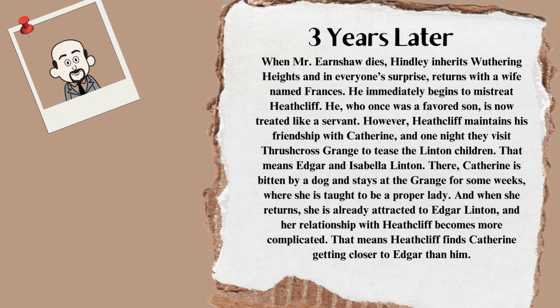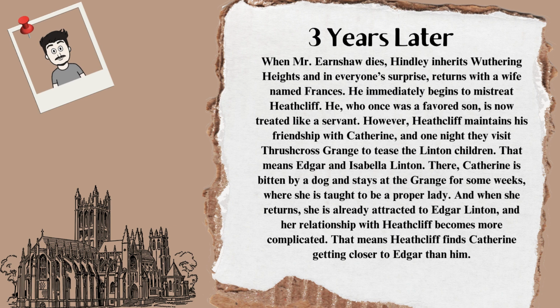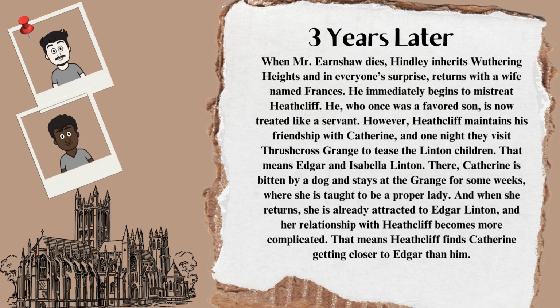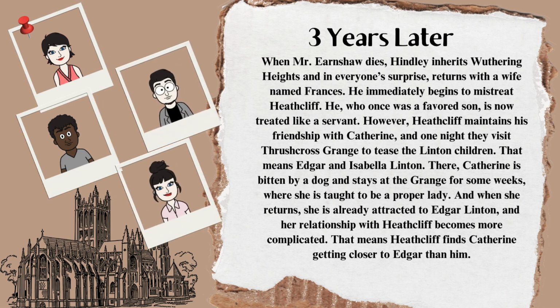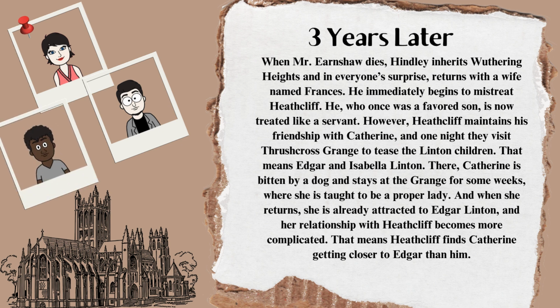After 3 years, when Mr. Earnshaw dies, Hindley inherits Wuthering Heights and, to everyone's surprise, returns with a wife named Frances. He immediately begins to mistreat Heathcliff. He, who once was a favored son, is now treated like a servant. However, Heathcliff maintains his friendship with Catherine, and one night they visit Thrushcross Grange to tease the Linton children. That means Edgar and Isabella Linton. There, Catherine is bitten by a dog and stays at the Grange for some weeks, where she is taught to be a proper lady. And when she returns, she is already attracted to Edgar Linton, and her relationship with Heathcliff becomes more complicated.